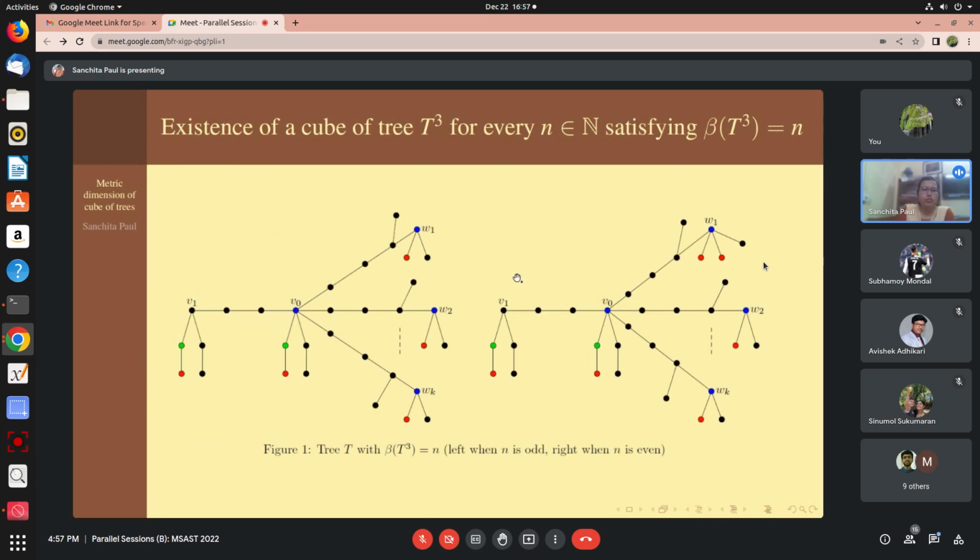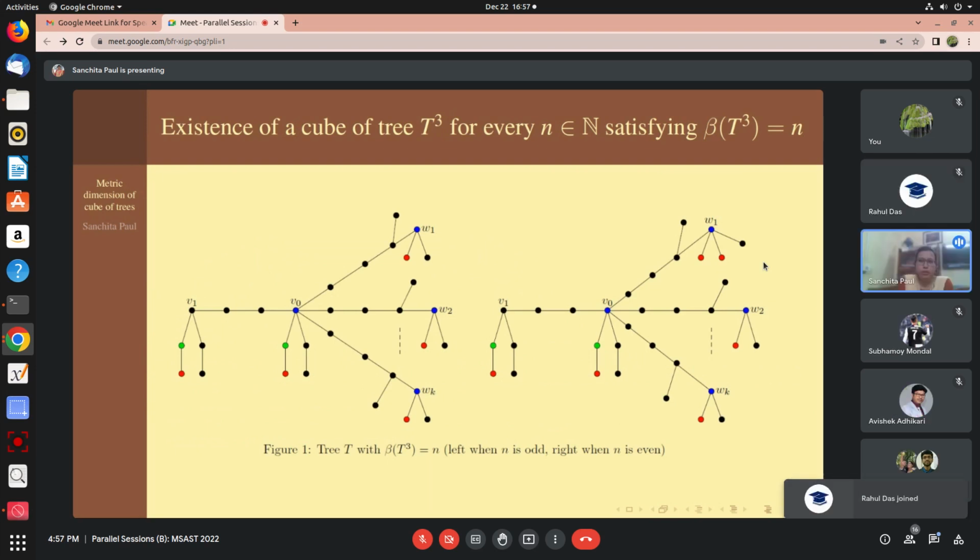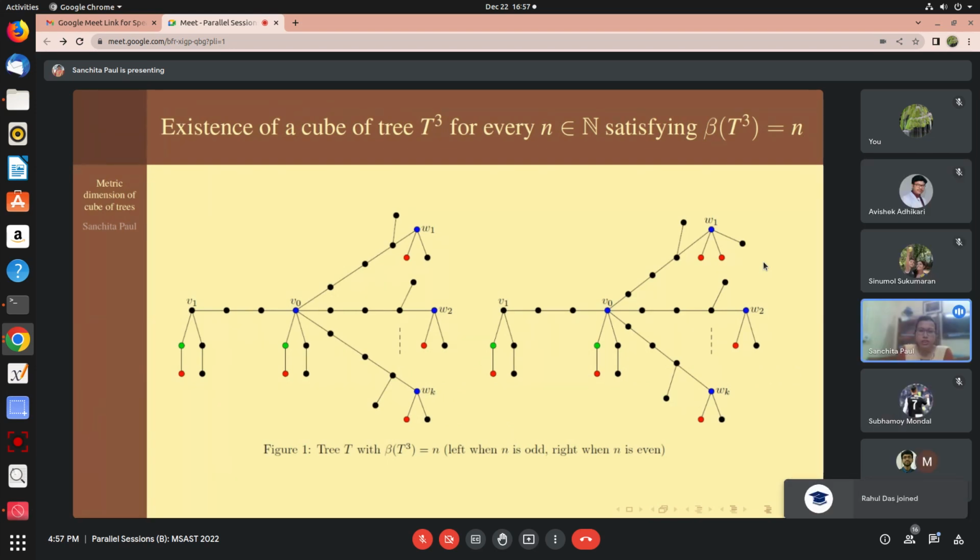Next we prove the existence of a tree T such that the metric dimension of T cube equals n for every integer n, that is, beta of T cube equals n. That means if you give me any number, I can construct a tree T for which the metric dimension of T cube is equal to n. The left hand side is for when n is odd, and the right hand side is for when n is even. Here are some restrictions we have put on the distance between v1 and v0, that it is 0 modulo 3, and for the other cases, for v0 and w1, w2, wk, the distances are all considered to be 1 modulo 3.